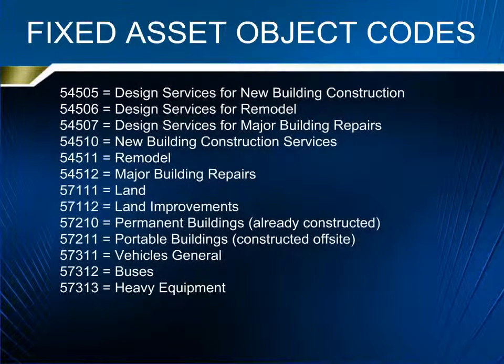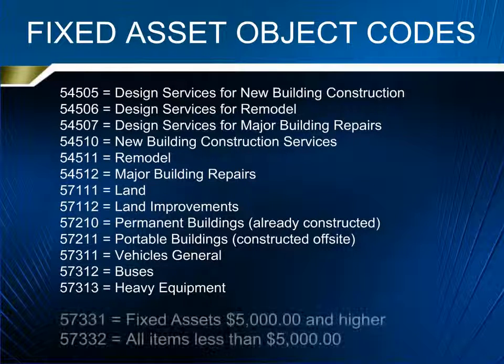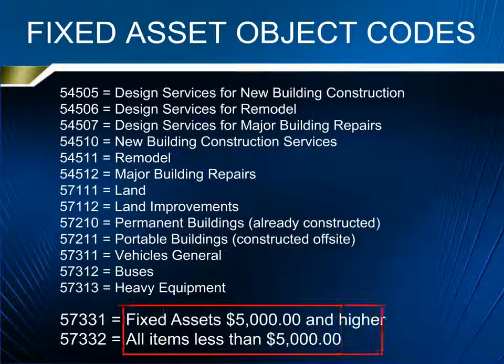Fixed assets are purchased using one of these 15 object codes. Facilities and IT departments are involved with almost all 15 codes, while schools and other departments are usually only concerned with 57331, which is for fixed asset items that are $5,000 or higher, and 57332, which is for supply asset items between $500 and $4,999.99.